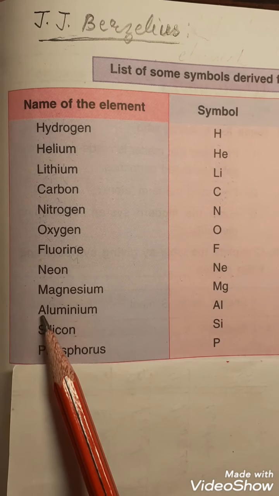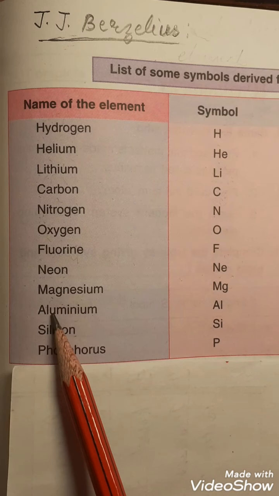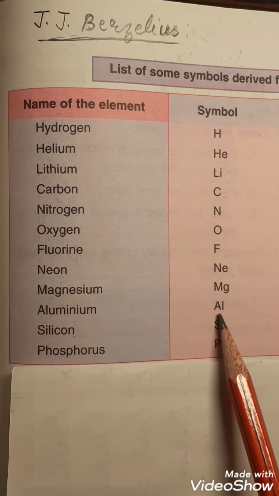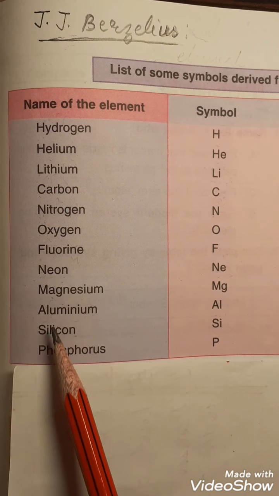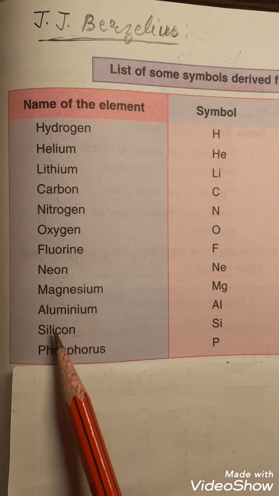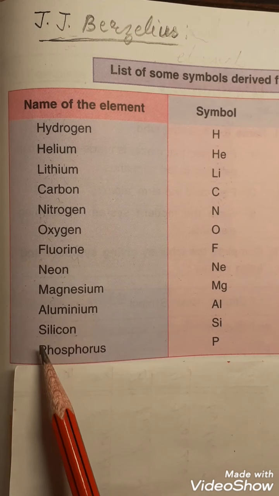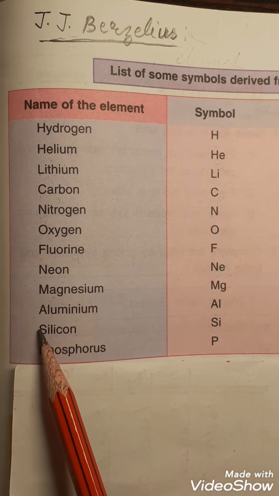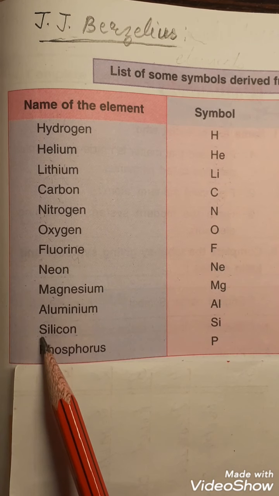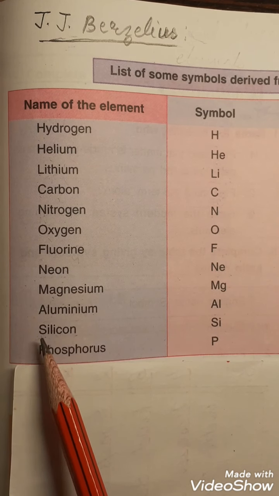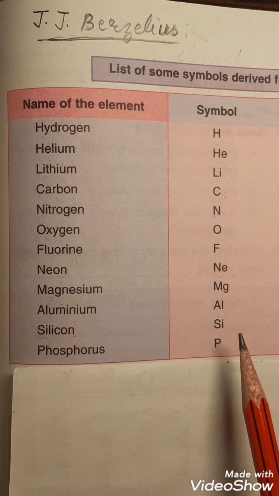Aluminium, A and L, first two letters, and its symbol becomes Al. Aluminium. Silicon, first two, S and I. The symbol becomes Si for silicon, because the first letter S is for sulfur. So we'll take the other one also, Si.